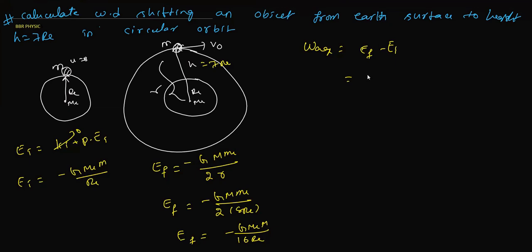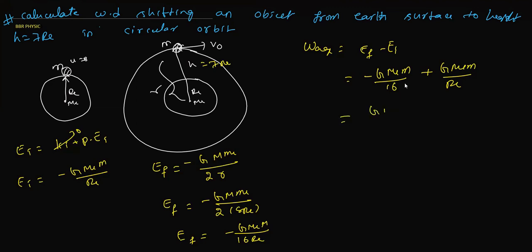So energy final is how much? Minus GMEM divided by 16 RE. Minus of minus will be plus. So minus of minus will be plus, na? Plus GMEM divided by RE. So if you subtract here, what will we get?